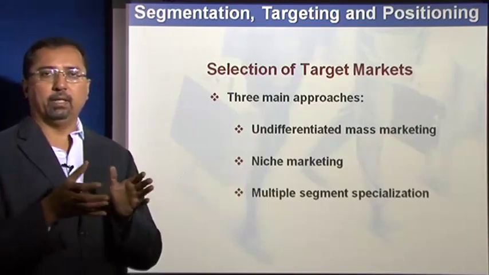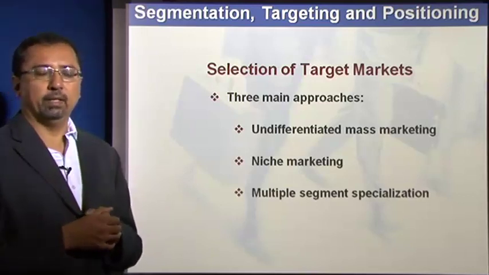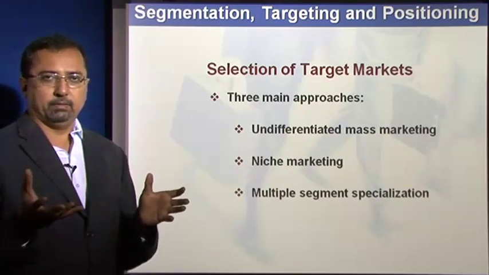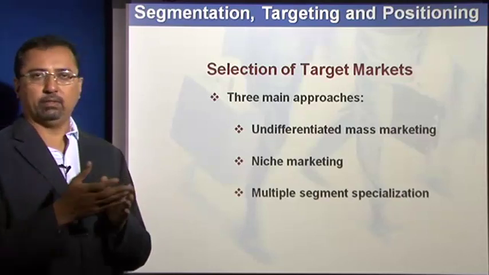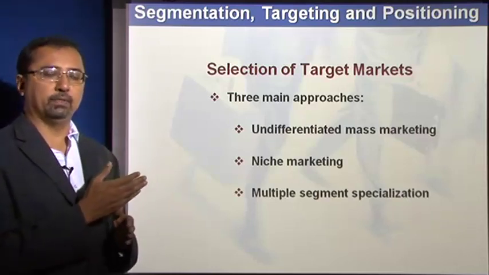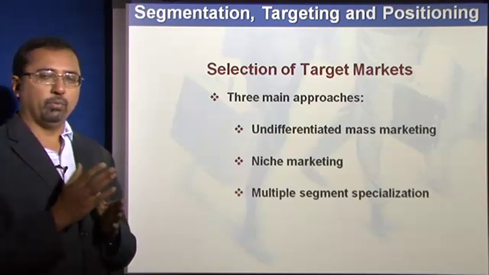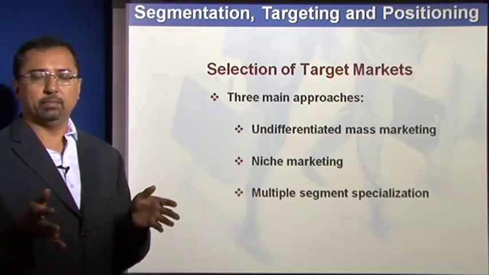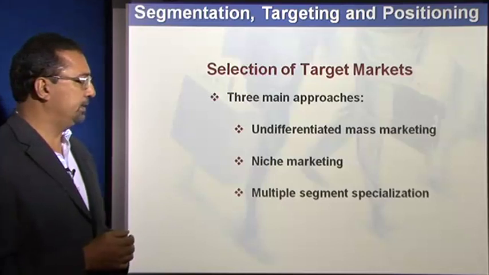If you take somebody like Aavin, which is the government milk company in the state of Tamil Nadu in India, it has milk of 2-3 types which it sells to everybody across the board, whether it's in different parts of the state or different classes or different income groups or what have you. So it really treats everybody as just a customer of milk. So it's pretty undifferentiated in that sense.